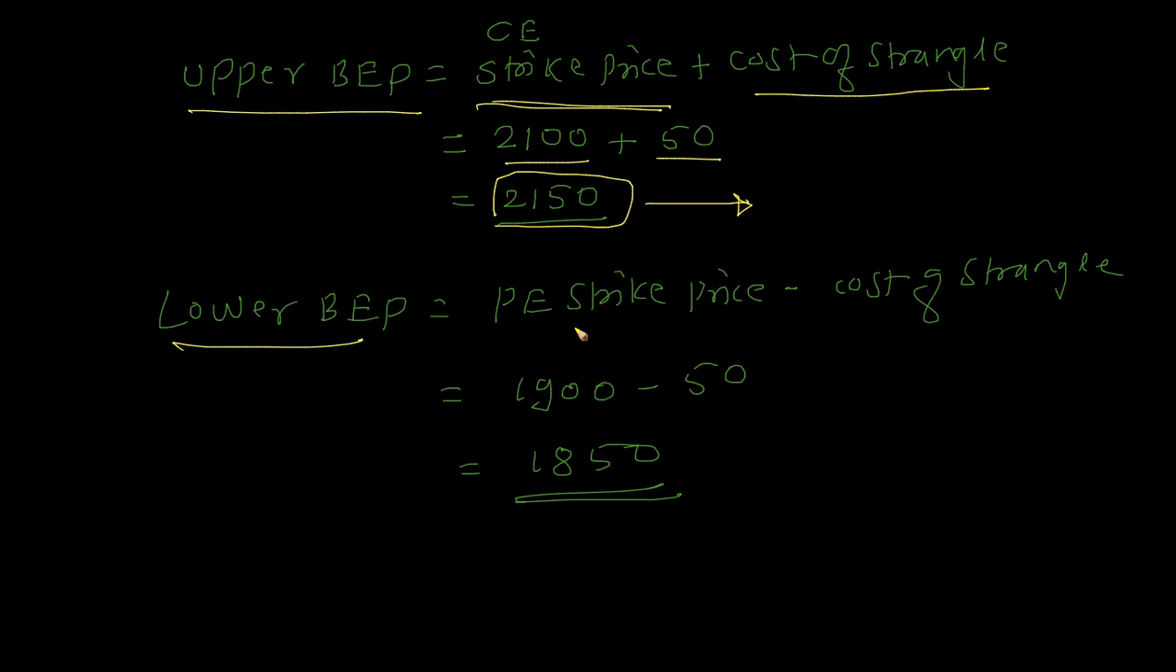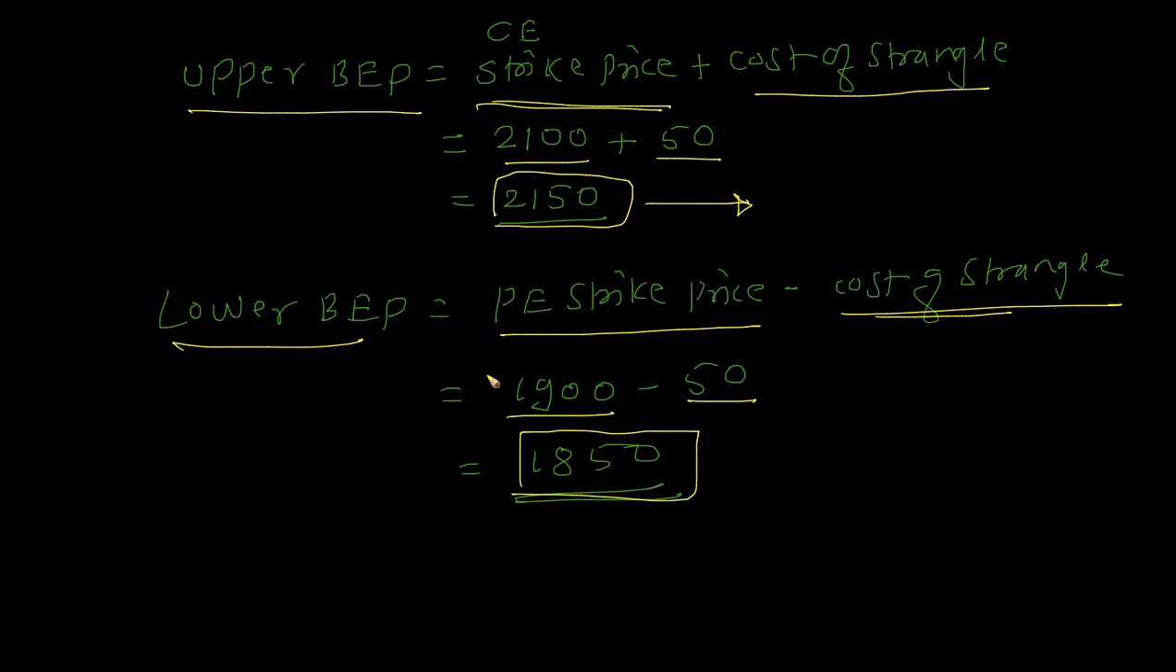The lower break-even point is the P strike price, right? Which in our case is 1900. We have bought a P of 1900, minus the cost of the strangle, which is 50, right? So the break-even point which we got was 1850. So this is the formula for the lower break-even point and upper break-even point. At both these points, we are making no profit, no loss, right? That's why they are called break-even points. But as the market moves below 1850, our PE will start giving us unlimited profits. As the market moves above 2150, our CE will start giving us profits.